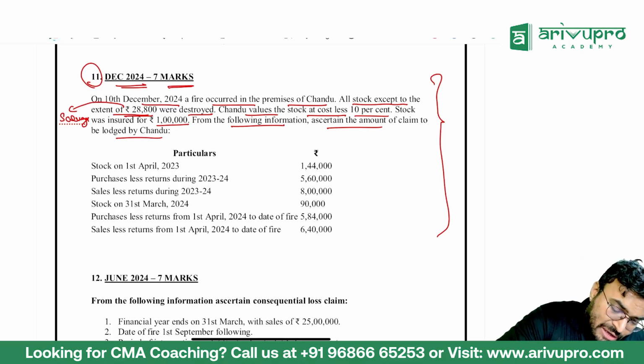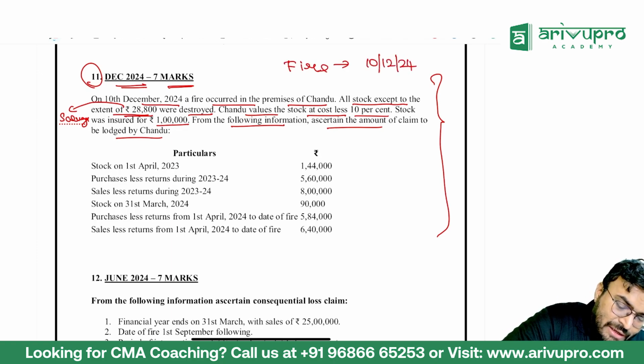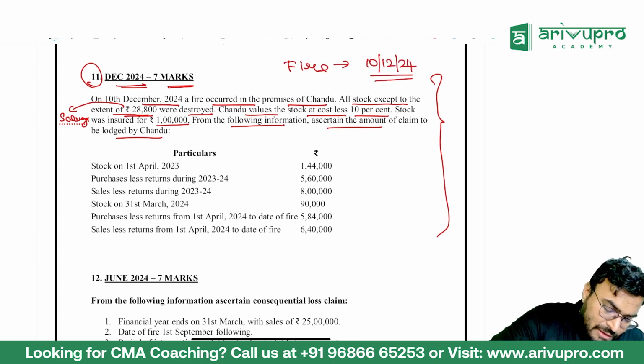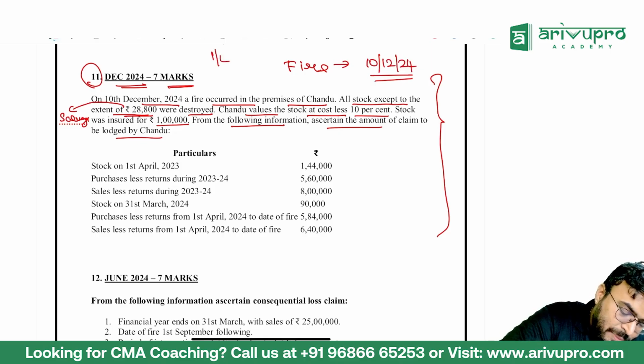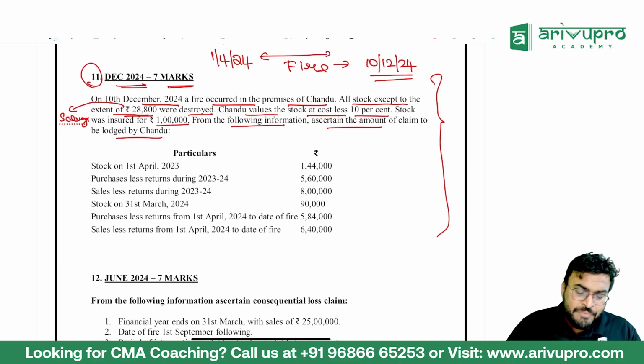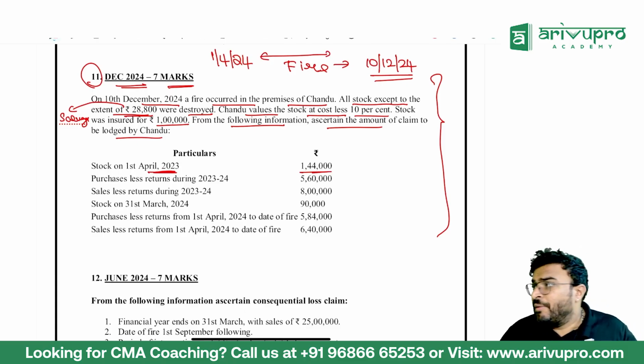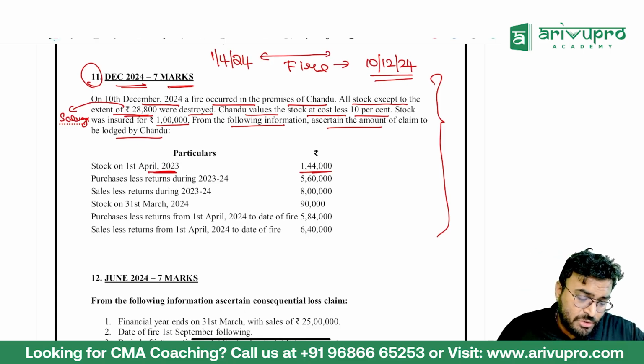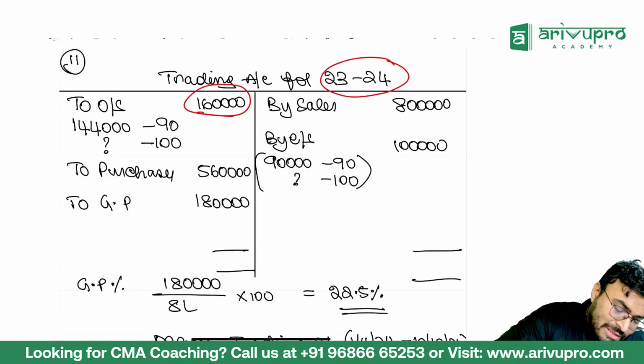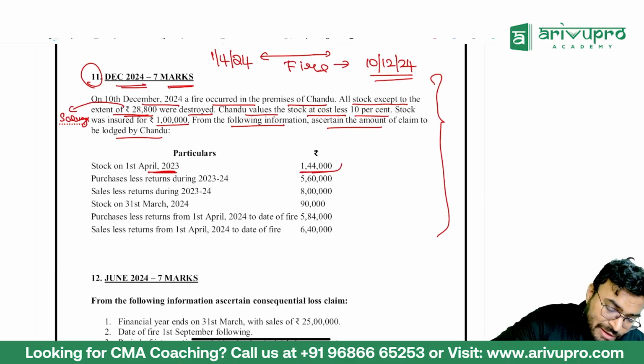So fire occurred on 10th December 2024. But our year started on 1st April 2024. So from this date to this date, we need to know what has happened. But first we'll prepare last year. Stock on 1st April 2023: 1,60,000. Oh, sir, here 1,44,000.